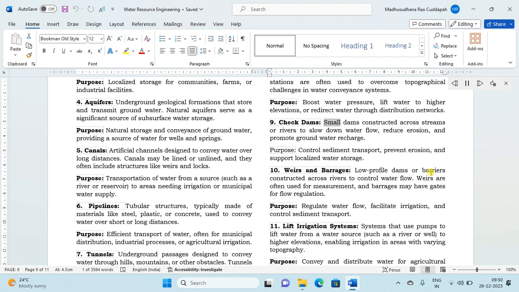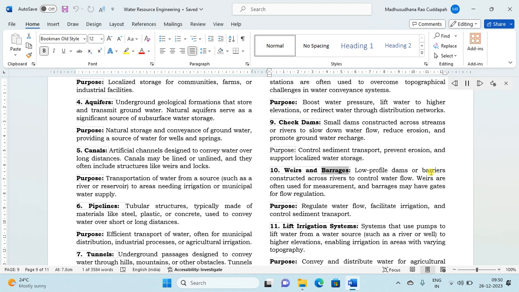9. Check dams, small dams constructed across streams or rivers to slow down water flow, reduce erosion, and promote groundwater recharge. Purpose: control sediment transport, prevent erosion, and support localized water storage.